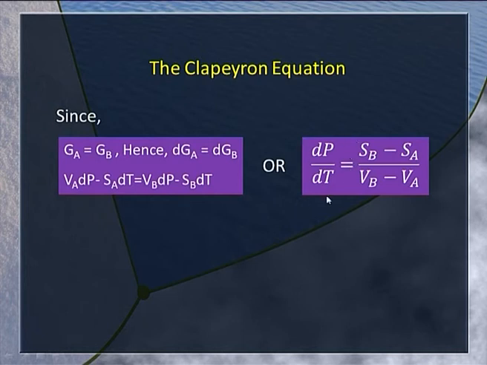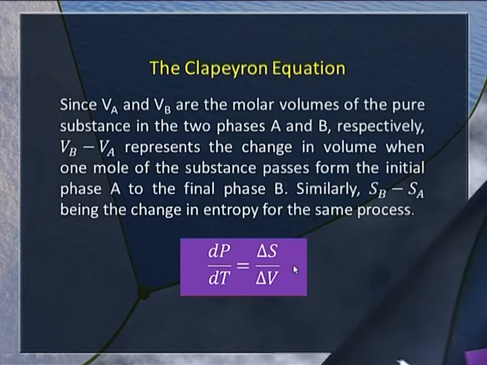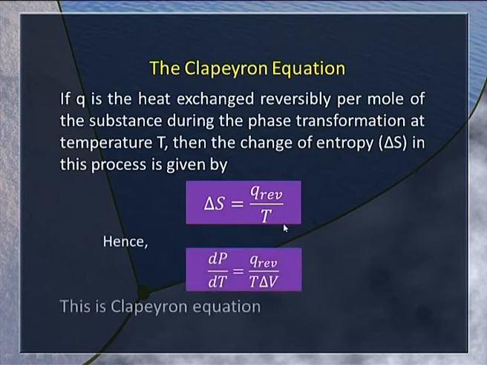So, we are going to get this expression dP by dT equal to the change of entropy, entropy of B minus entropy of A, over volume of B minus volume of A, and this can be written as ΔS by ΔV because they represent the final minus initial. It is already known that ΔS is equal to Q reversible by T. So, when you plug in these values in the Clapeyron equation, we are going to have dP by dT equal to Q reversible by T. In place of ΔS here, we have Q reversible by T and ΔV was already there. So, this is the well known Clapeyron equation.